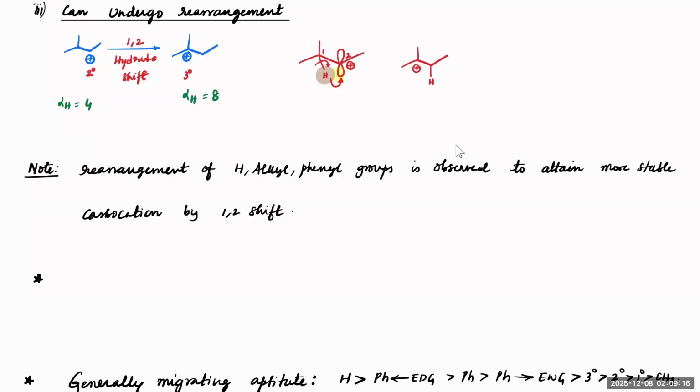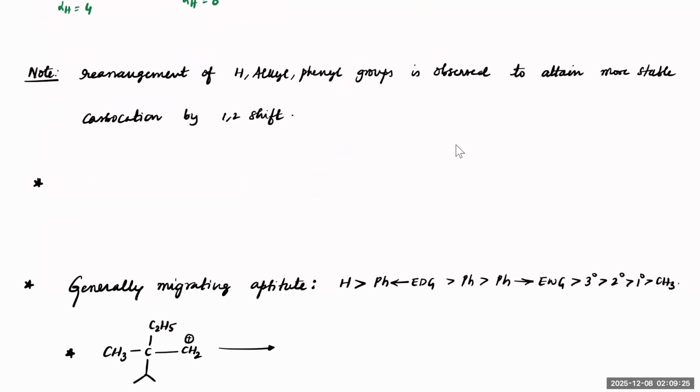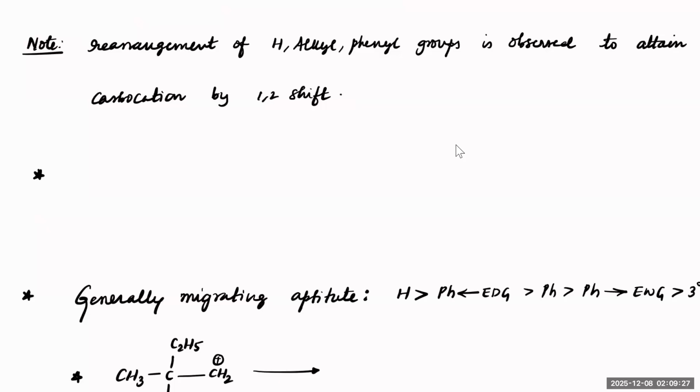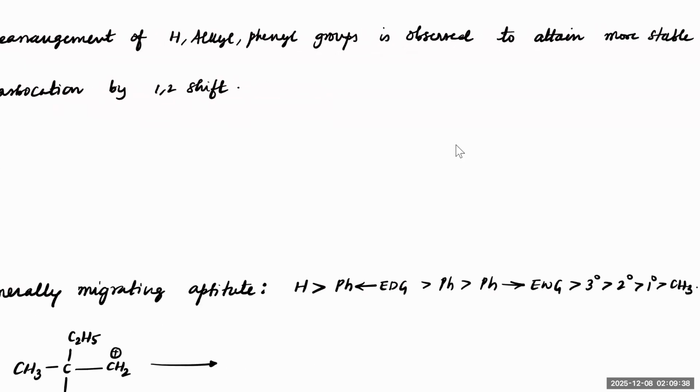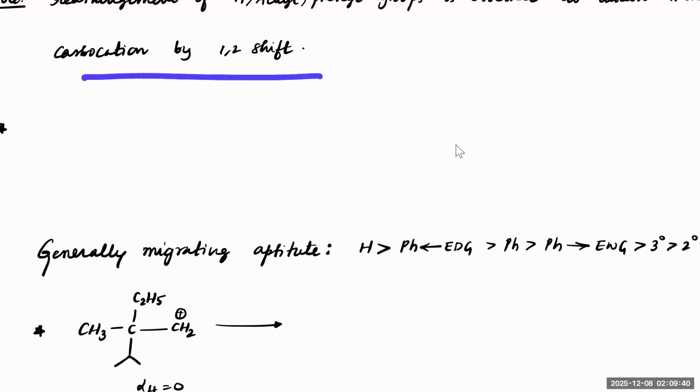Right. Which groups can shift like this? Is it only hydrogen? No, not necessarily. It could be hydrogen; any alkyl or phenyl group can be rearranged. And the more such rearrangements, the more the stability. Now notice here, when it comes to rearrangement in these cases, it is observed to attain a more stable carbocation by a 1,2 shift.